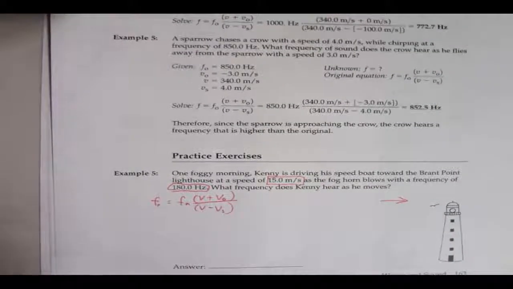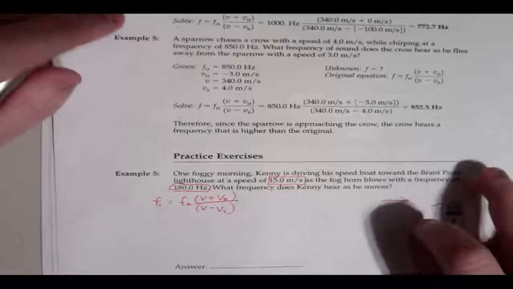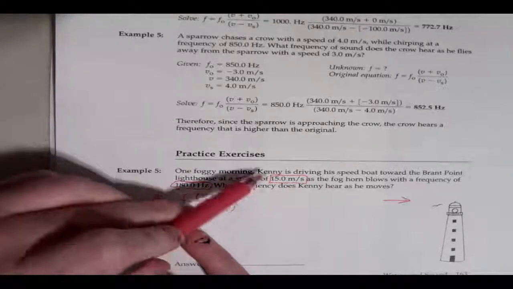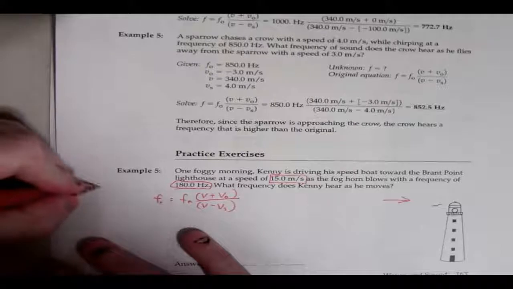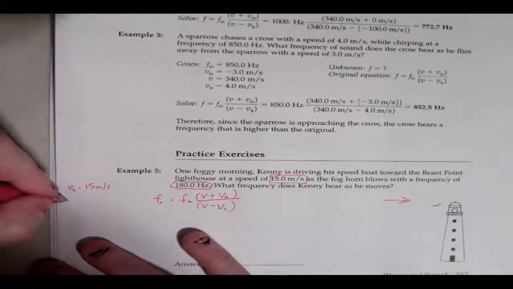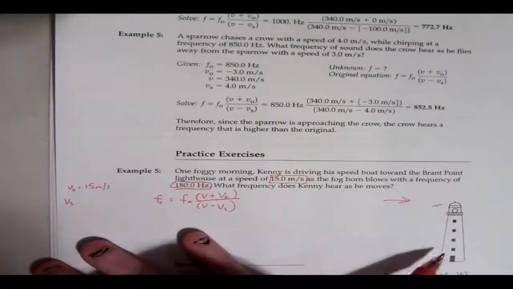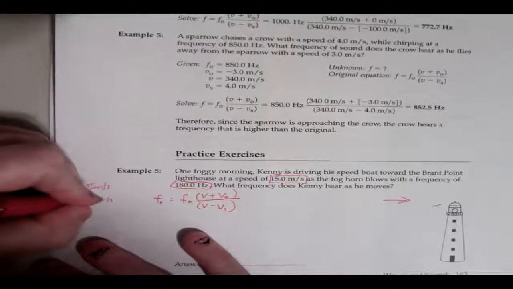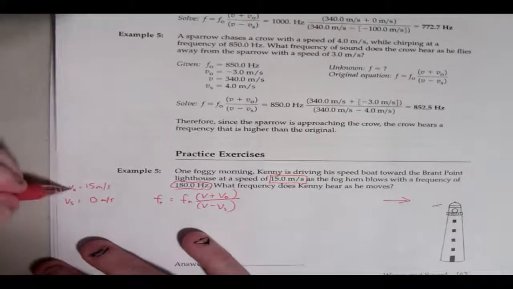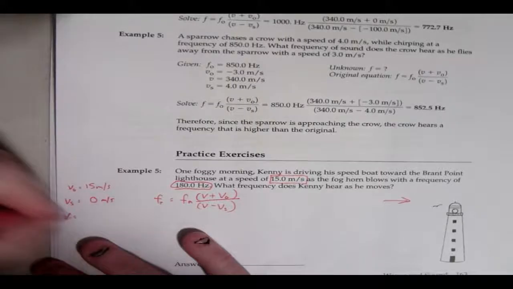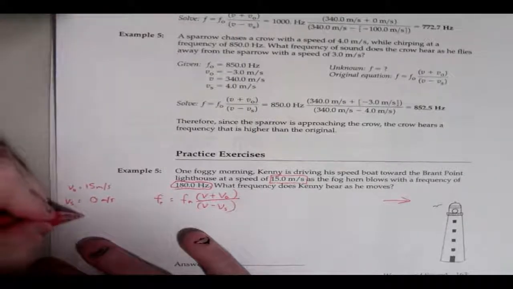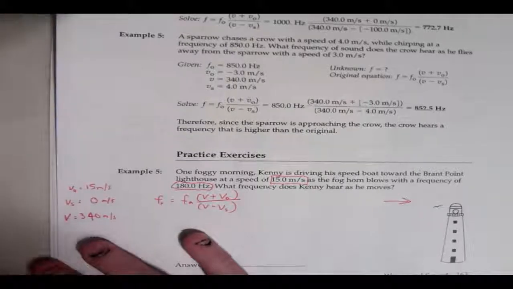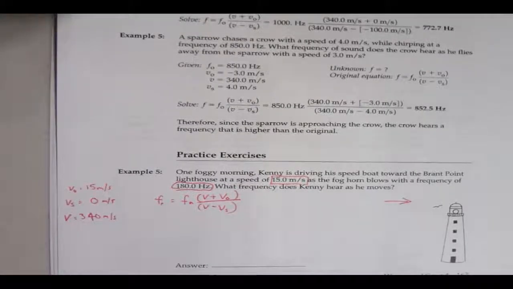Right? So let's do some stuff on the side. First off, what is the speed of the observer? Velocity of observer equals, well, that's Kenny, 15 meters a second. What's the velocity of the source? Well, the source is the lighthouse. Is the lighthouse moving? No, it's just sitting there, right? 0 meters per second. And the speed of sound, we know that from up here, 340 meters per second, right? So now we've just about got everything we need.